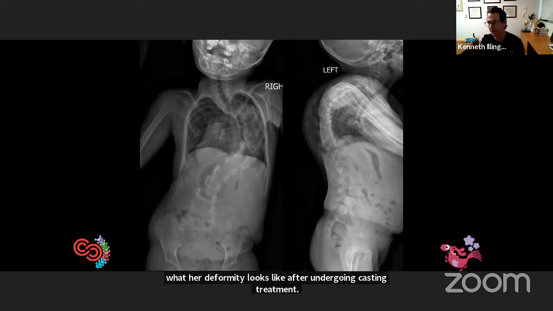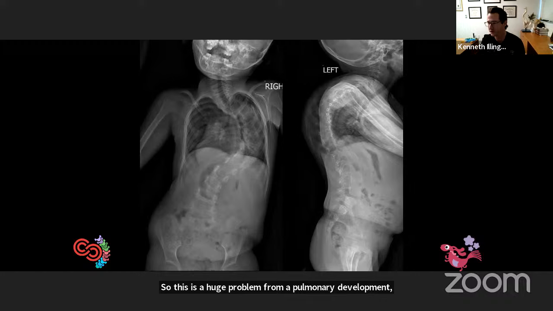So this is a huge problem from a pulmonary development, thoracic growth perspective. If you don't treat these kids, they get pulmonary hypoplasia, and they have a 2 times higher risk of mortality by the time they hit 40 years of age. So in orthopedics, it's not often we deal with improving mortality rates, but this is one of the things in my practice where it's a real critical issue from pulmonary development.